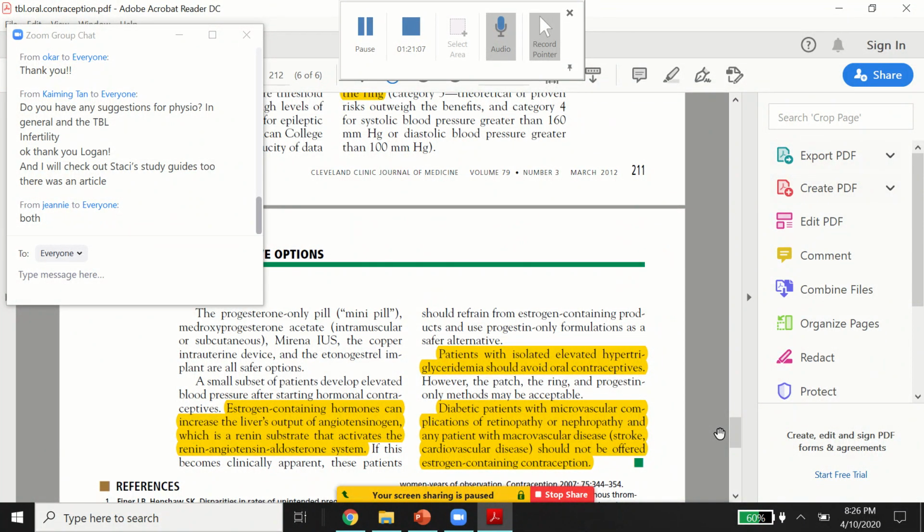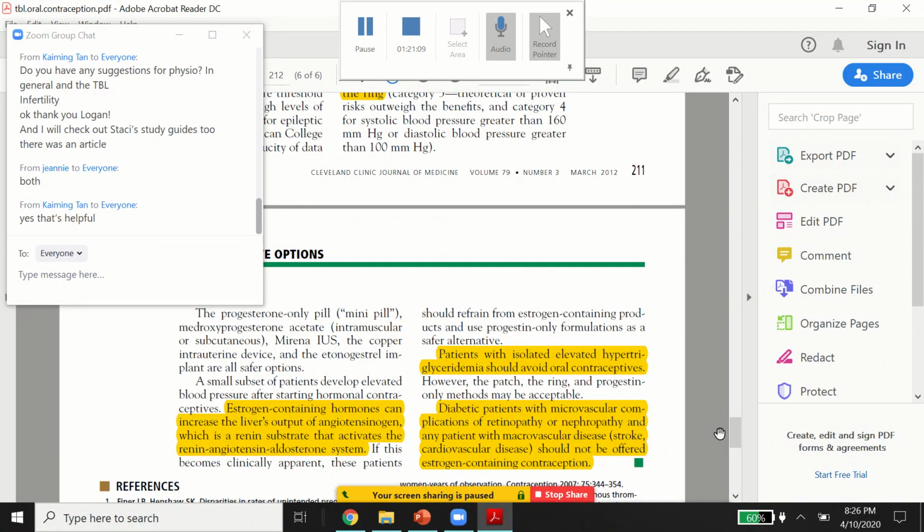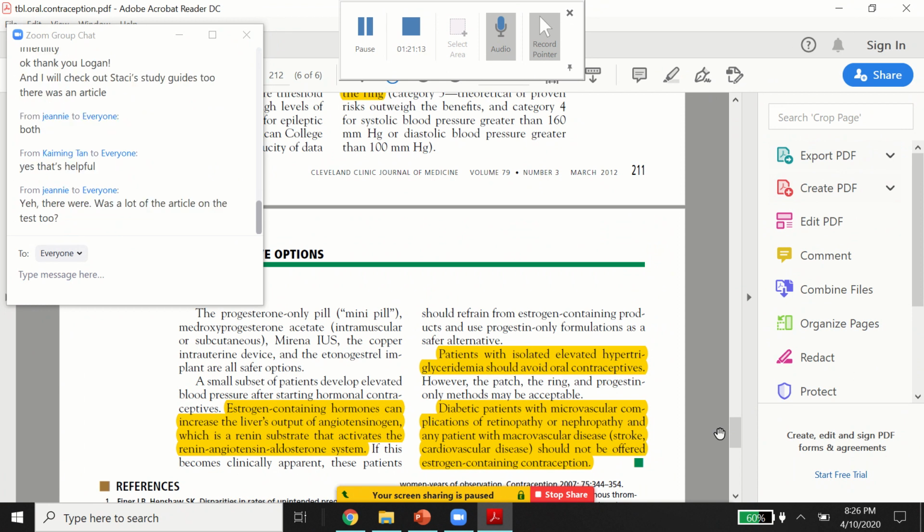Sorry, I try to give you guys a little bit of pointers, but okay, yeah. I mean, I had stuff highlighted, but I think this was beforehand.